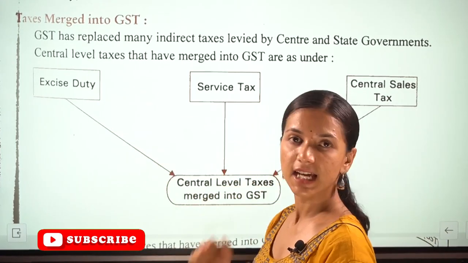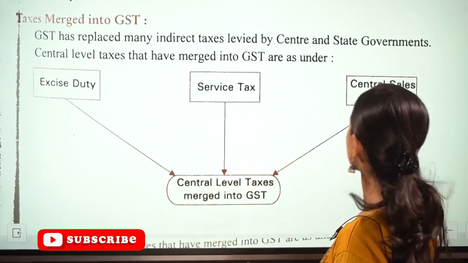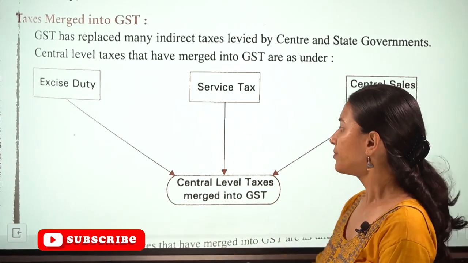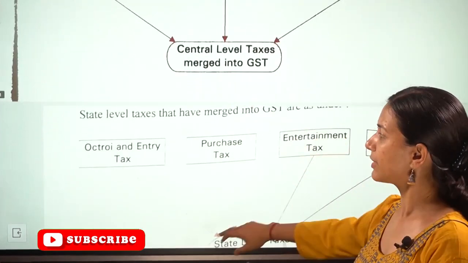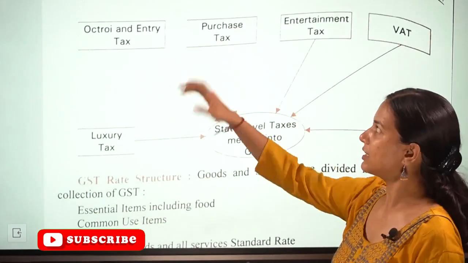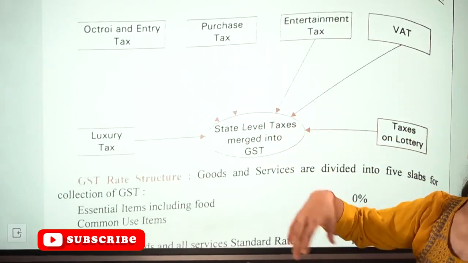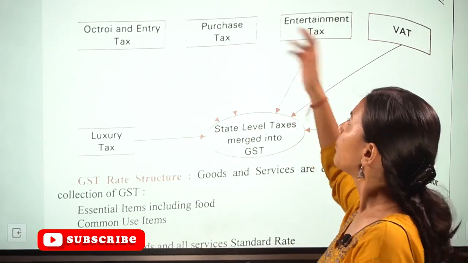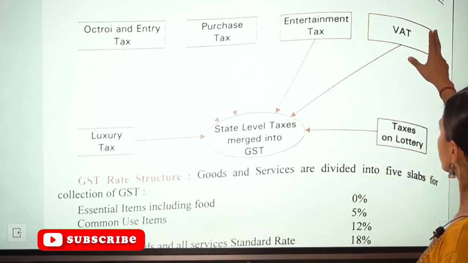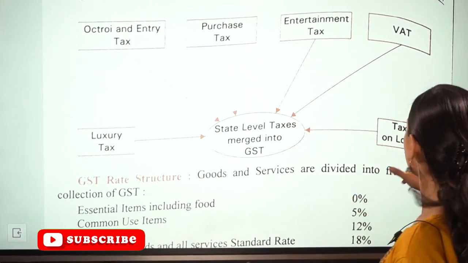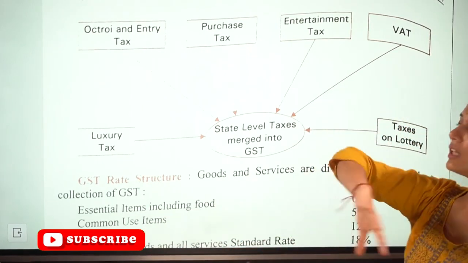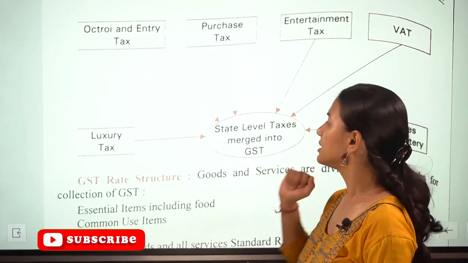The first one is excise duty, the second is service tax, the third is central sales tax. These three taxes have been merged into GST. Next, state level taxes. What are the state level taxes that have been merged into GST? That is octroi and entry tax, purchase tax, entertainment tax, VAT, which means value added tax, taxes on lottery, and luxury tax. All these had been merged into GST.